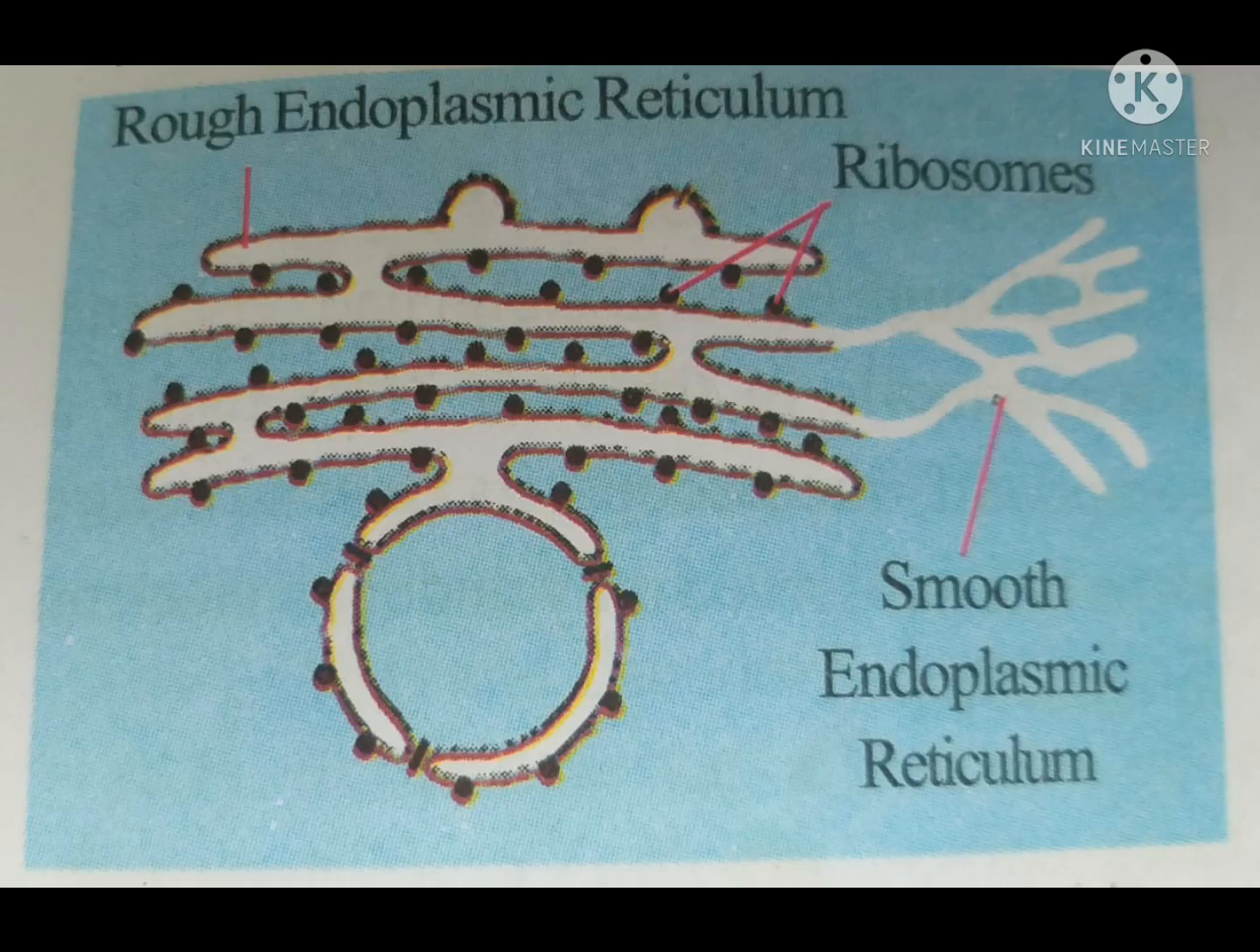The next cell organelle, endoplasmic reticulum. In the cytoplasm, a network of membranes creates passages for the transport of substances from one part of the cell to another. This network of membranes is known as the endoplasmic reticulum. Endoplasmic reticulum is of two types. One is rough endoplasmic reticulum, the second is smooth endoplasmic reticulum.